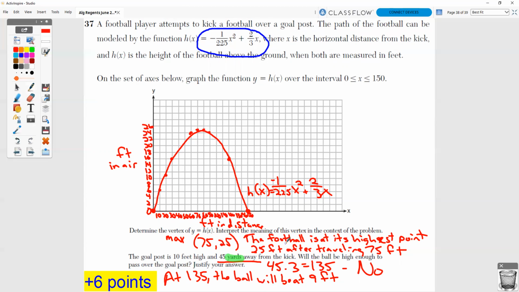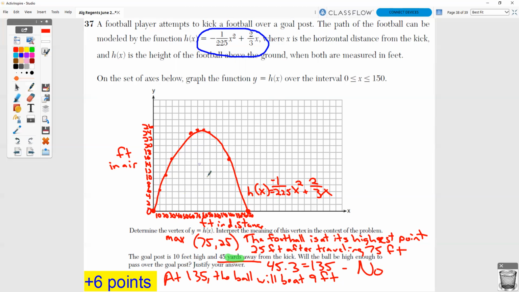Well, if you take a look at your table at 135 feet, they want to know, will it be high enough to pass over the goalpost, which is 10 feet tall? So at 135 feet, when you look at your second and table, it will be at 9 feet. 135 is right here. When I go up, I'm at 9. I'm less than 10. So can it go through the goalpost? No, it can't.